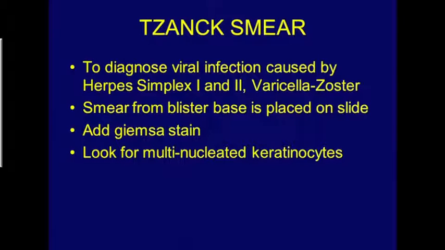So in order to obtain a Tzanck smear, you have to break the blister and scrape the base of the blister. Then you do a smear, and you let it dry for a little bit, and then you add Giemsa stain. You wait exactly a minute and a half, and then you rinse it off. Leave a little bit of water where the Giemsa has adhered to your smear, and then place a cover slip on the smear. And you're looking for the cytopathic effects the virus has on the keratinocytes.